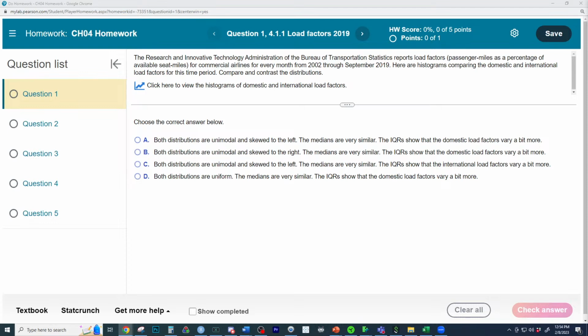Chapter 4 homework. Question 1. Okay, so now we're on the first question. The Research and Innovation Technology Administration of the Bureau of Transportation Statistics reports load factors, passenger miles as a percent of available seat mileage for commercial airlines for every month over a period of time. Here are histograms comparing the domestic and international load factors for each time period. Compare and contrast the distributions.